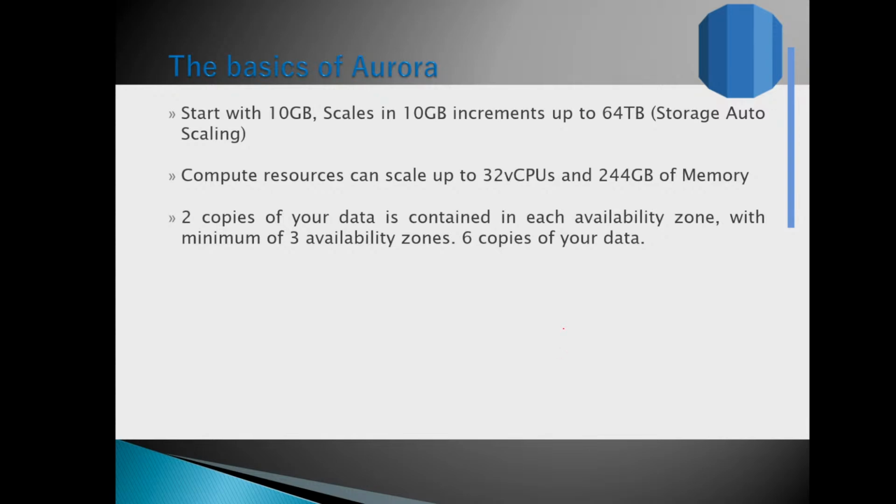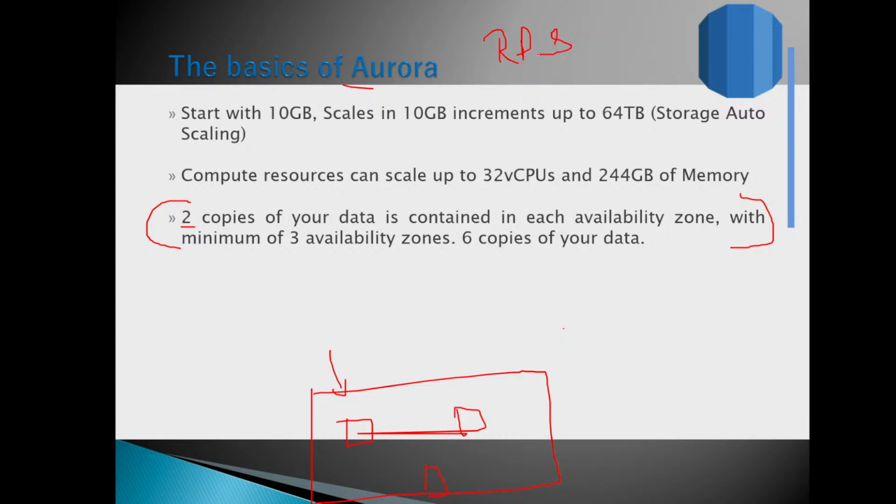Now this is the important point you have to remember about Aurora. In Aurora, two copies of your data are contained in each availability zone. How many availability zones are there by default? In general, we have three availability zones. Aurora is not specific to one availability zone. We have seen in RDS or EC2 that machines run in a single availability zone. But in Aurora, your data is replicated in all three availability zones, and in each availability zone, Amazon will keep two copies of your data.